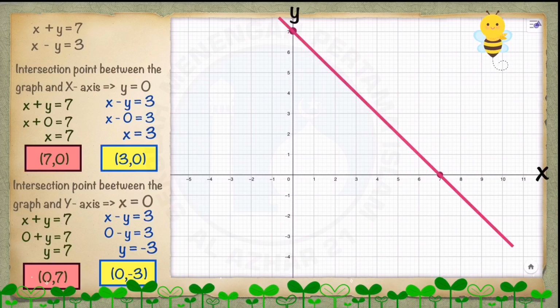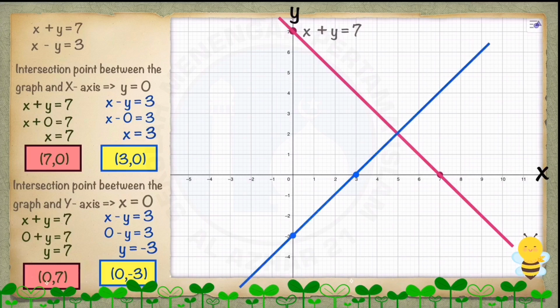Make a line. It's the first graph with the equation x plus y equals 7. And then put the points (3, 0) and then (0, -3), and then make a line. It's the line with equation x minus y equals 3, or the second graph.